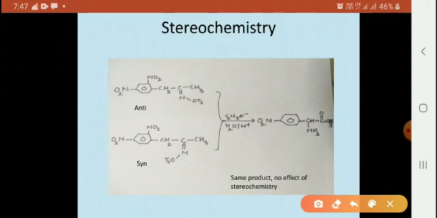Stereochemistry of the Neber rearrangement. These are the stereoisomers. One of them is anti, another is syn. When both stereoisomers react with base and after hydrolysis give the same product, it means there is no effect of stereochemistry on the Neber rearrangement.